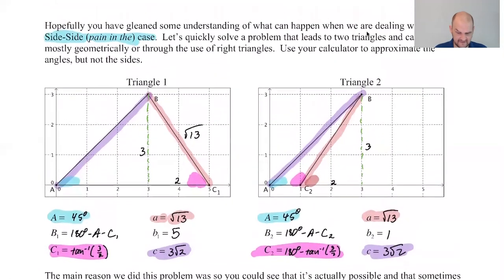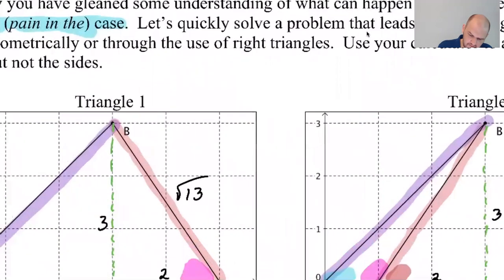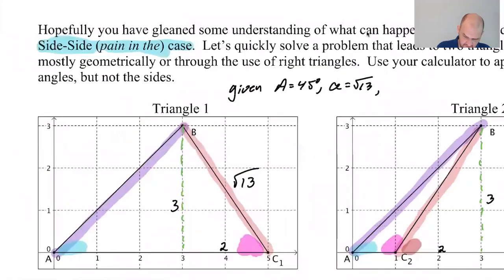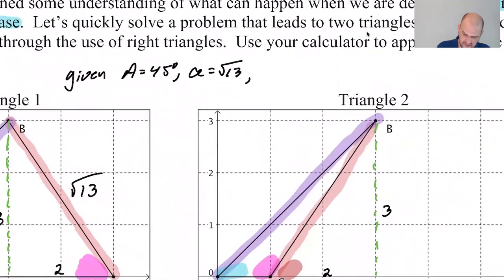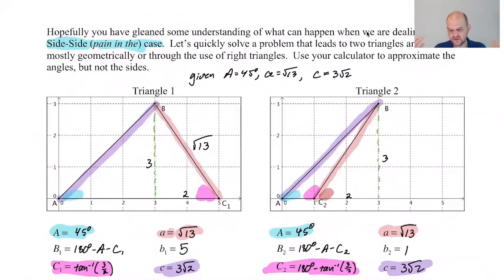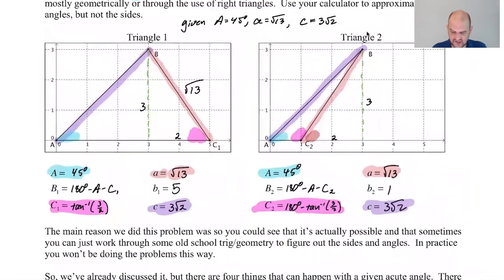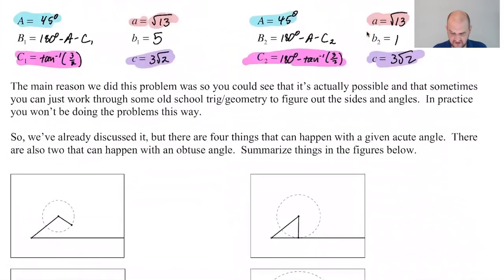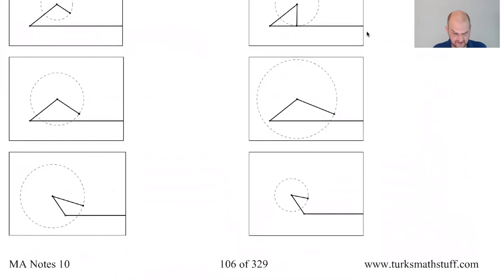So you're given that A is 45 degrees. Side A is radical 13. And then what else were we given? We were given side C. Side C was 3 root 2, which I really struggled with. So you're given that information, 2 triangles. And that's what we figured out. So this is just an example where we knew there were going to be 2 triangles. The rest of this page is just a summary of what's happening in the ambiguous case.